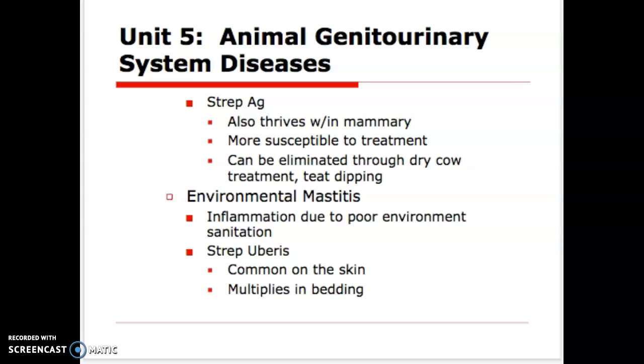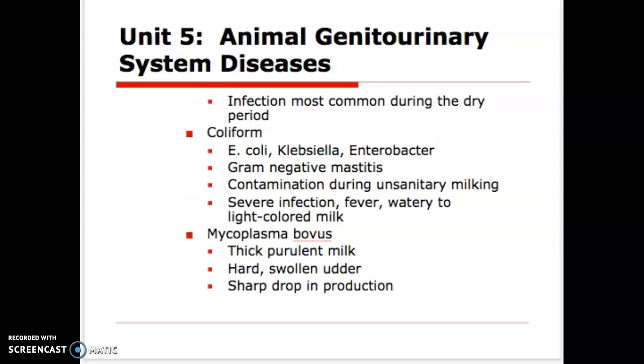It multiplies in the bedding, so clean bedding. Sand has really cut back on a lot of the environmental mastitis problems. This one is really common during the dry period, because sometimes folks don't maintain the dry cow pens maybe quite as cleanly. So don't lose focus there.